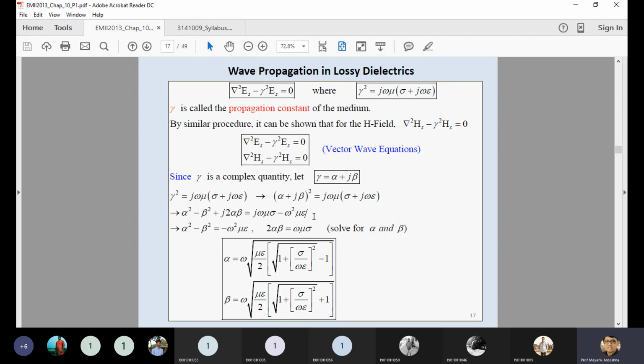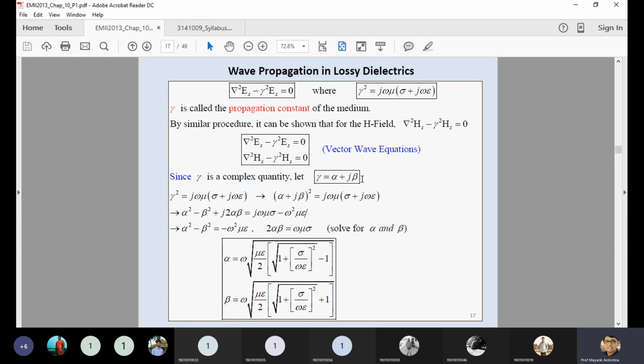Why is it necessary? Because you already know that attenuation is always in the real part. So that's why they separate out the real part as well as the imaginary part on the right hand side, and they put the value alpha plus j beta on the left hand side. Instead of gamma, now they are replacing it with alpha and beta. Alpha is the attenuation constant and beta is your phase shift constant.